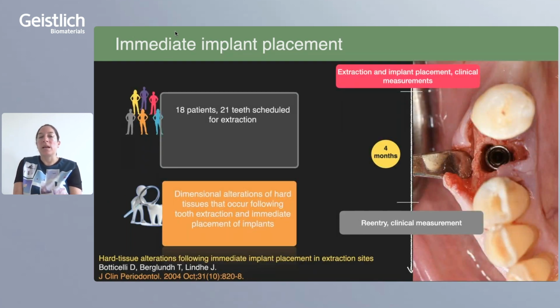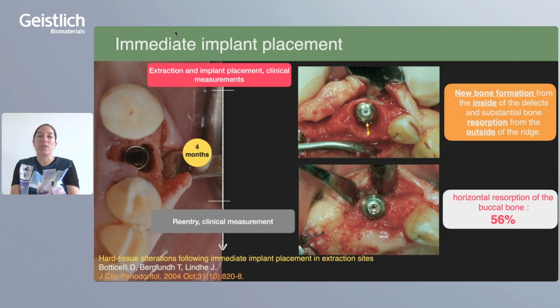Let's look at another study by Botticelli and co-workers, also a human study, a clinical study in 18 patients with more than 20 teeth, also single tooth sites and immediate implant placements. They have looked at alterations also in ridge width, and they did see that they had new bone formation from the inside, so from the palatal aspect, and substantial bone resorption at the buccal aspect. And again here they did see buccal bone resorption with up to 55-56%.